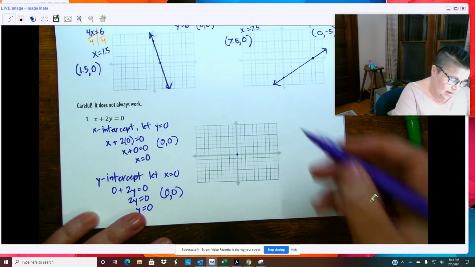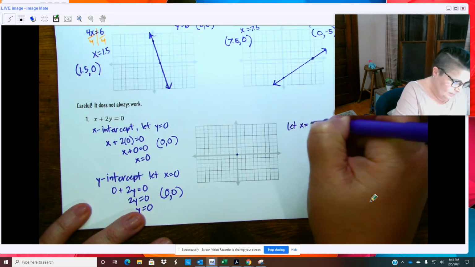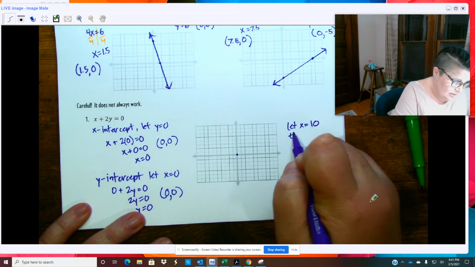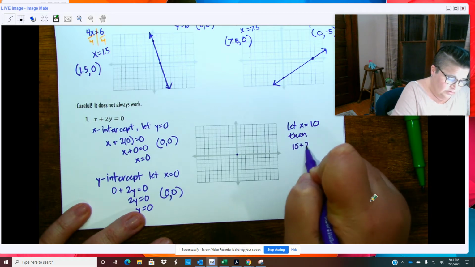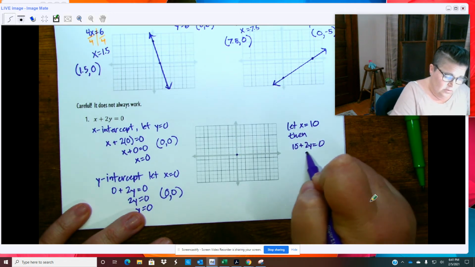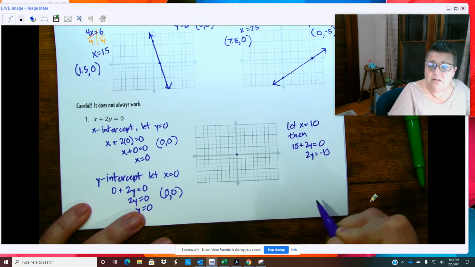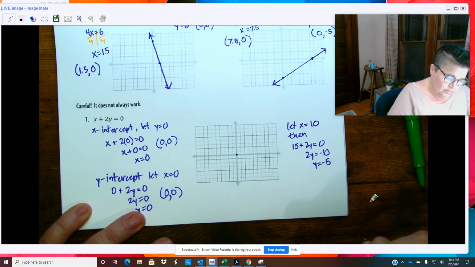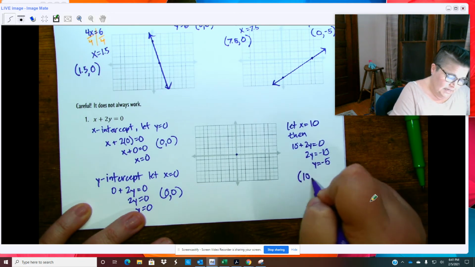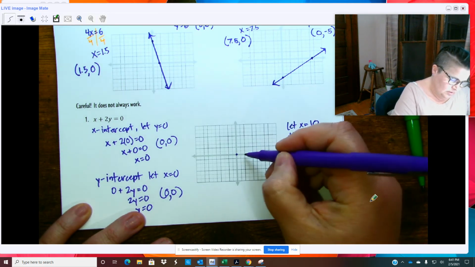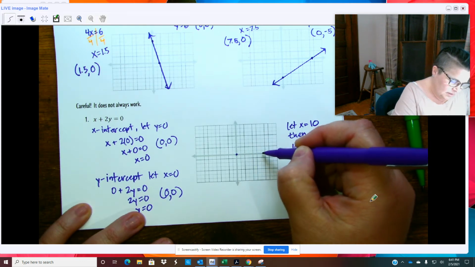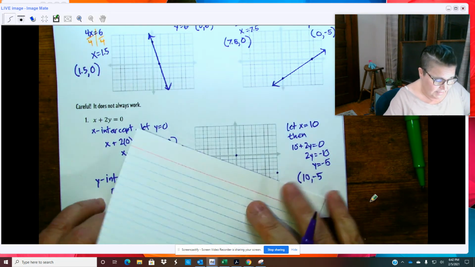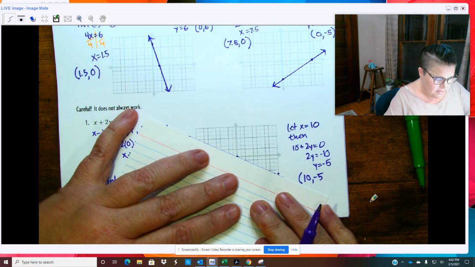I'm going to say, okay, let x equal 1. Or maybe I let x equal 10. Then we have 10 plus 2y is equal to 0, or 2y would be negative 10. Dividing both sides by 2, we have y is negative 5. So my point then is (10, -5): 2, 4, 6, 8, 10, negative 5. And I need to have that second point to determine my line.